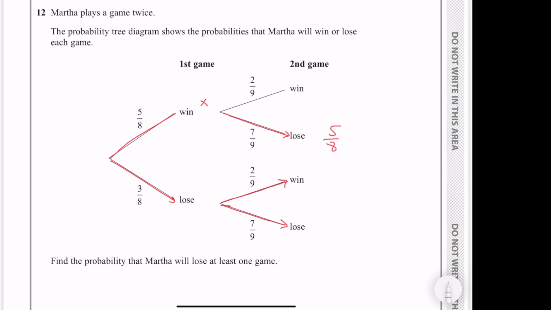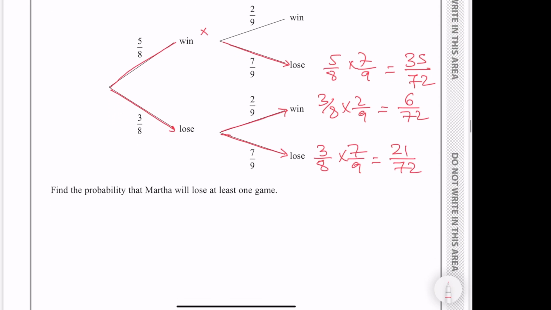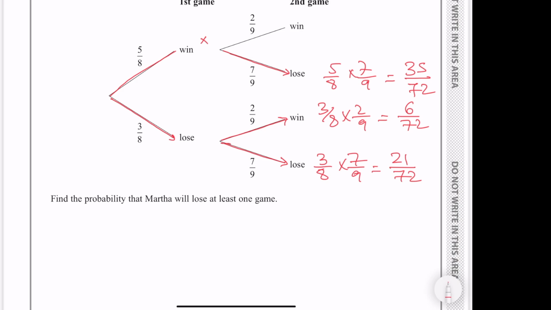That will be 5/8 multiplied by 7/9, which is 35/72. Lose and win, it's 3/8 multiplied by 2/9, which is 6/72. Lose and lose is 3/8 multiplied by 7/9, and that is 21/72. And you have to add all these probabilities because or means plus.